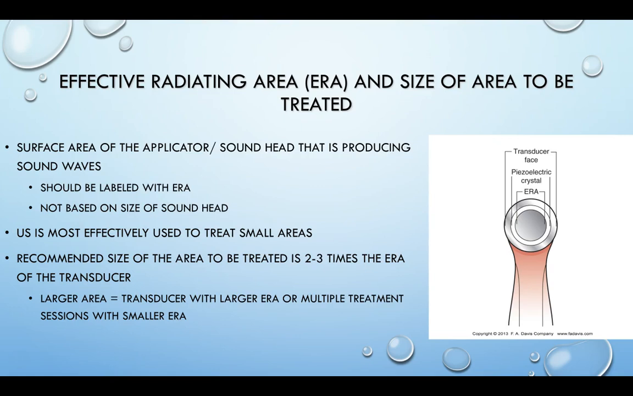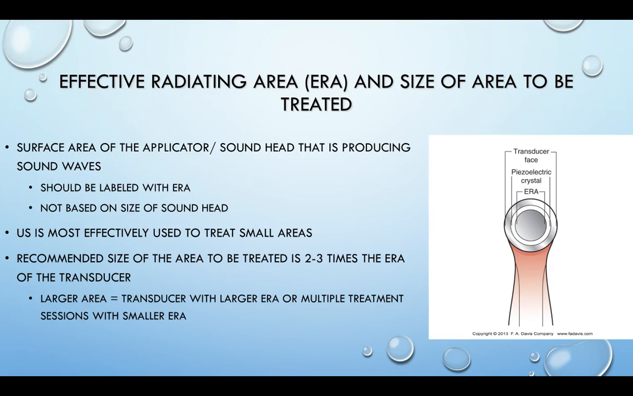Ultrasound is really only effective to treat small areas, so that's the big limitation of ultrasound. Okay, it does great things to get deeper into tissue than our superficial heating, but you should really only treat about 2 to 3 times the ERA. So if you only have a 5 centimeter squared ERA, then your treatment area should really be no greater than 10 to 15 centimeters squared. So some people will actually draw that out and map it and grid it so that they know that they stay within that.